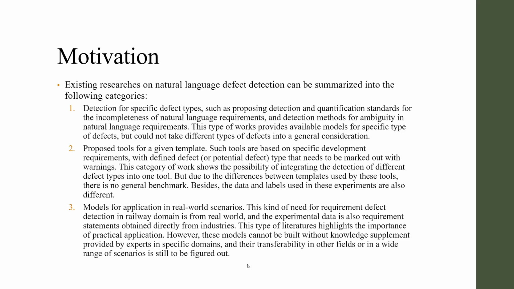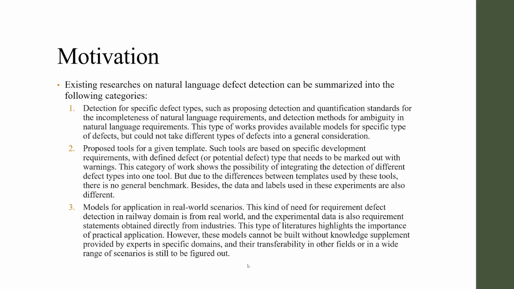The second type is tools proposed for given templates. Such tools are based on specific development requirements with defined defect types that need to be marked out with warnings. This category of work shows the possibility of integrating the detection of different defect types into one tool, but due to the differences between templates used by these tools, there is no general benchmark. Besides, the data and labels used in these experiments are also different.